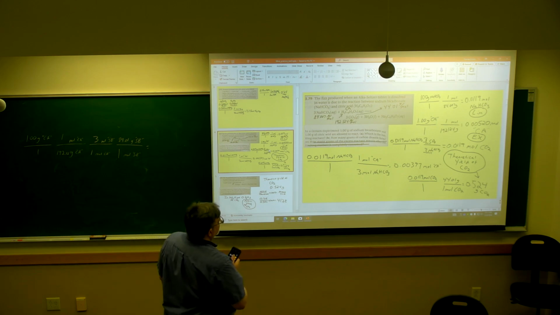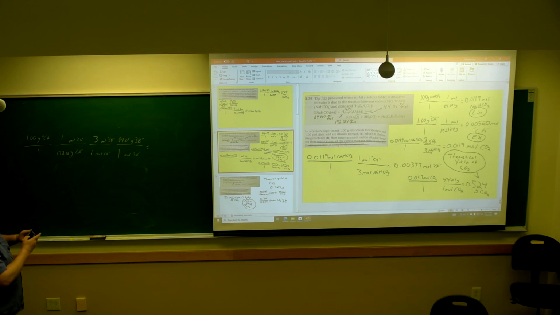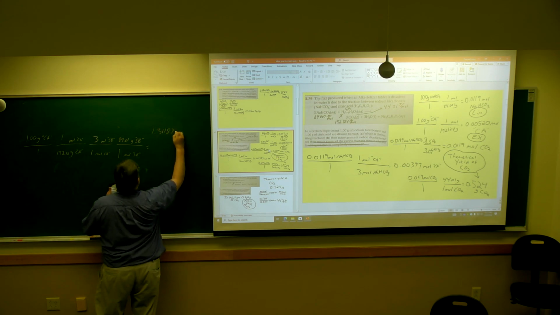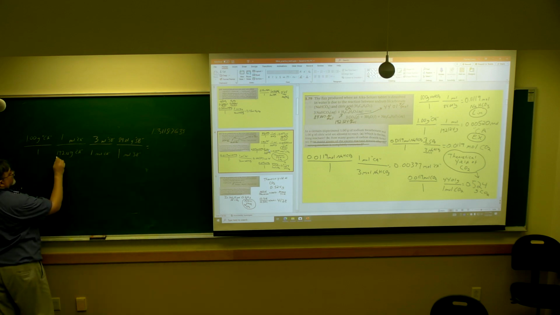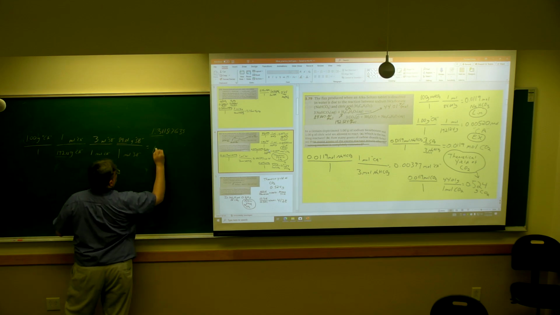Theoretical yield. I don't see me doing that calculation anywhere. 1 times 3 times 84.01 divided by 192.12. My calculator says 1.3118365. That's 5 significant figures, so I'm going to keep 3.